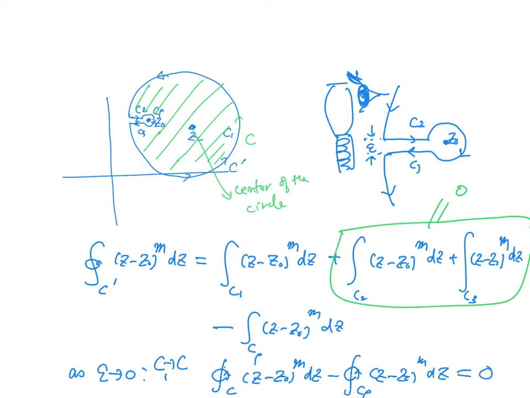So this is a very important result. Even though this z naught is not at the center of this circle, the result is the same. This result is centered at z naught, right? So this result will be this. Oh, sorry. How do I go back? This will be 2 pi i delta m minus 1. So we have a very interesting result.